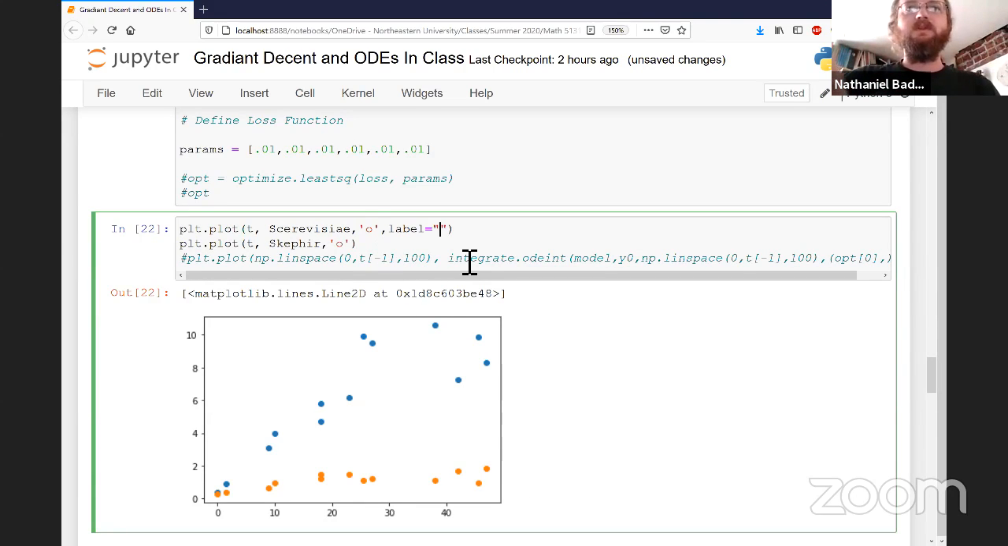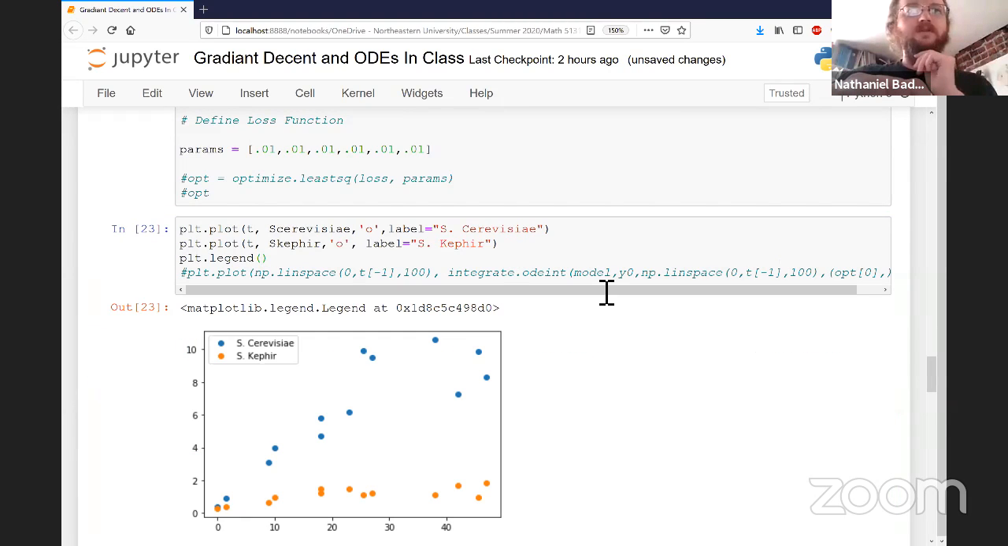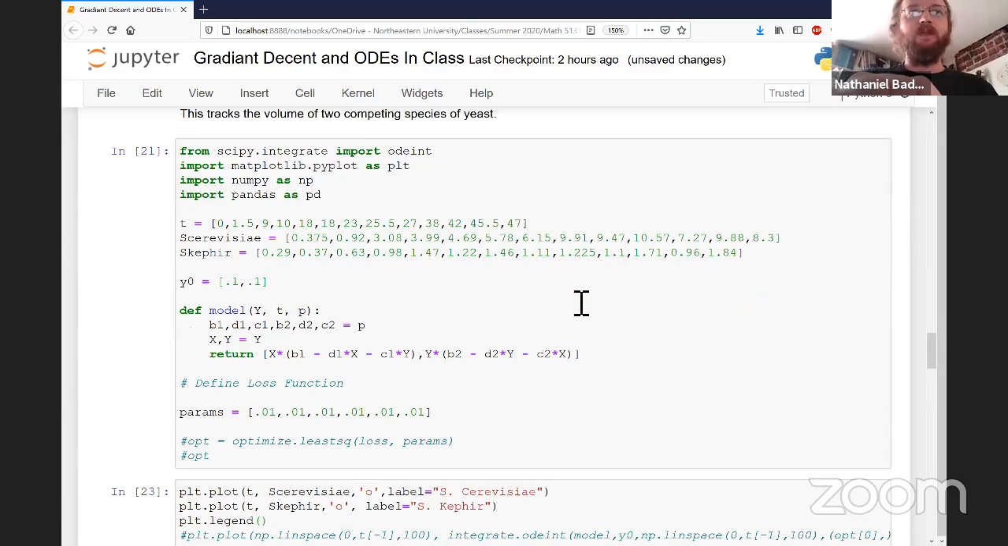We can actually label these guys. A legend. Okay. So we can see that our kefir, I think, I don't know how to pronounce these words, that this is a little bit lower and this one's a little bit higher. And so we want to fit our standard competition model to it.